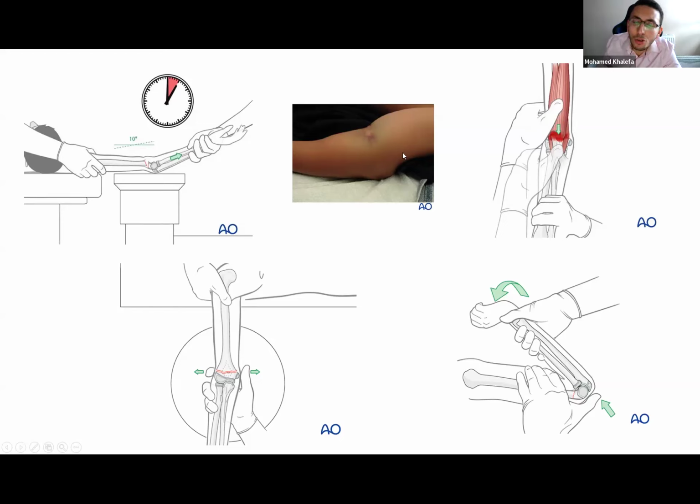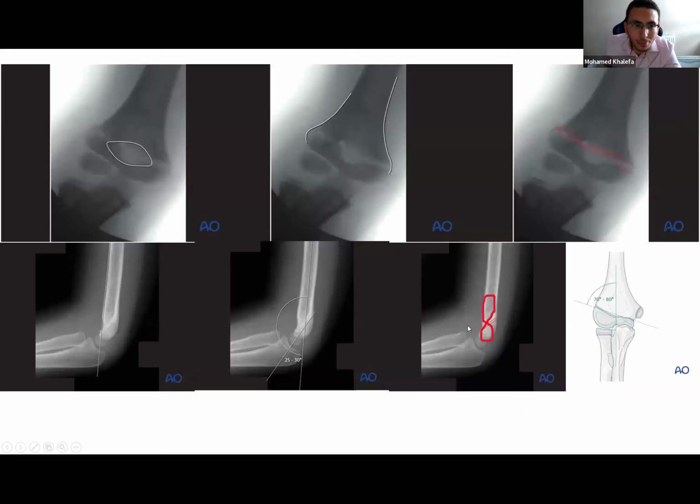And then once you restore the length, now you correct what we call the coronal deformity. So you move it in between varus and valgus, between your thumbs, and try to correct it. And then once you achieve that, you put your thumb at the back because it's an extension type, flex it, and then you pronate it. This is how you will lock the elbow. And if you get an X-ray in this view, it's called the Jones view.